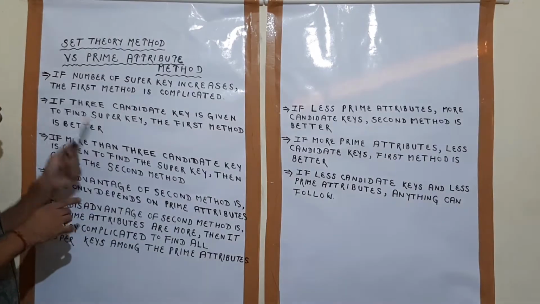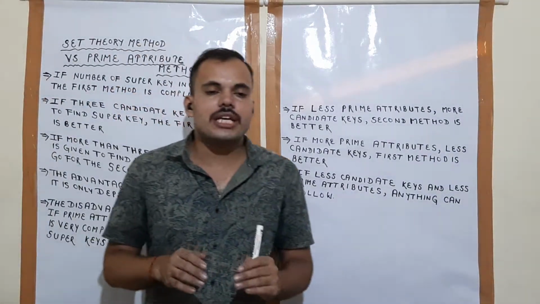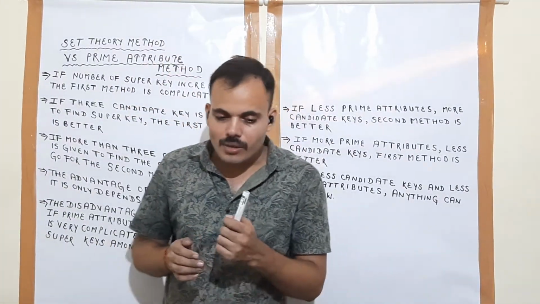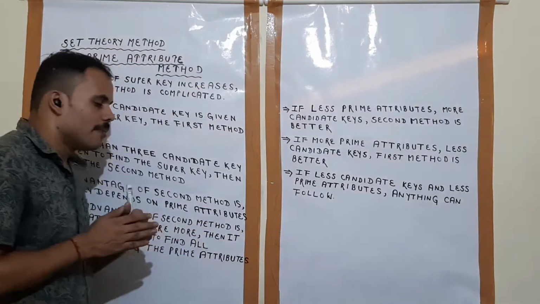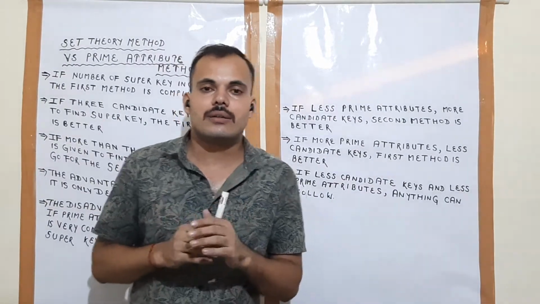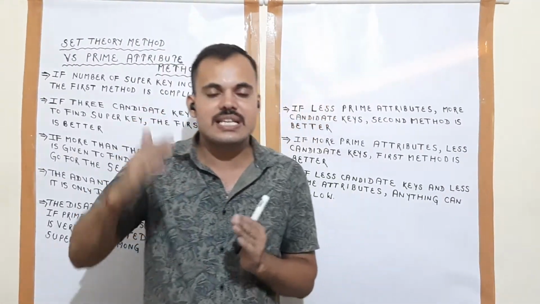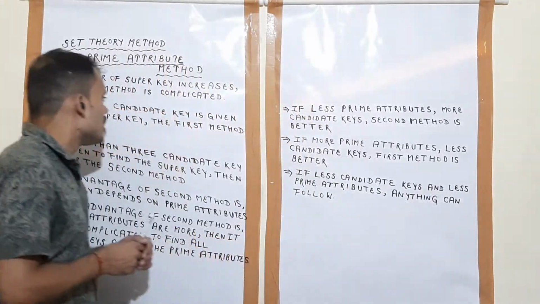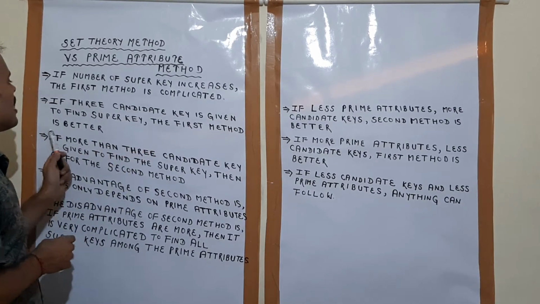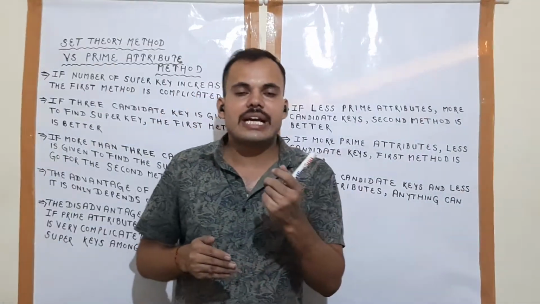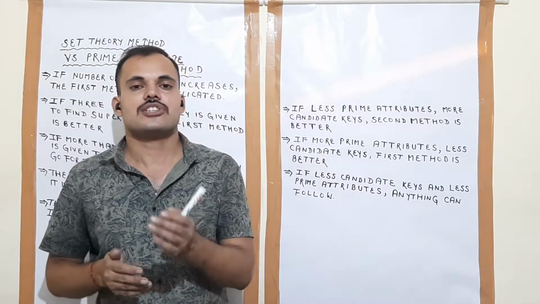See, first, listen carefully. If the number of super keys increases, the first method is complicated. Understood? Means the set theory method is complicated if the number of super keys increases. Now see second: if three candidate keys are given to find the number of super keys, the first method is better. First method means the set theory method is better.